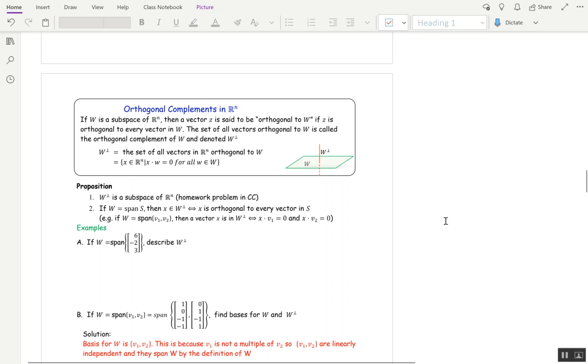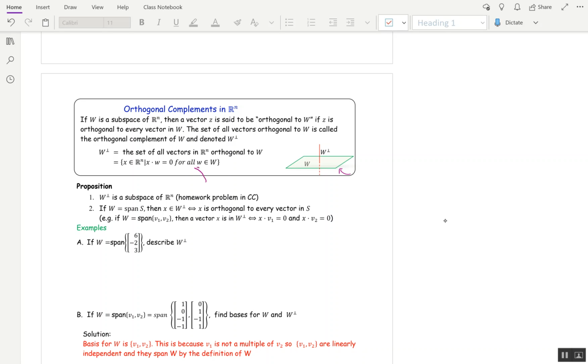This is the second half of section 6.1. We want to talk about orthogonal complements. So if we have a subspace, say W, maybe envision it as that plane in Rn, then the orthogonal complement of W is the set of all vectors that are orthogonal to W. And so that means the set of all vectors that dot to 0 with any vector in W.